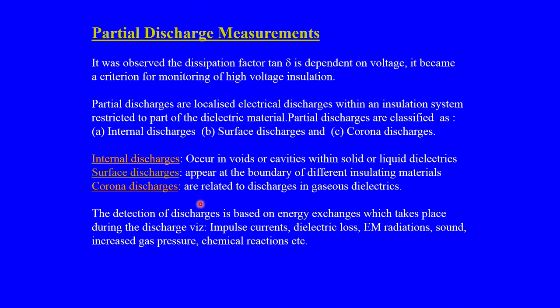So, these are supposed to be measured and these are to be contained for the better performance of the insulating materials or the equipment. The detection of these discharges, internal, surface or partial discharge what we call, is based on energy exchange which usually takes place during the discharge, namely impulse currents, dielectric loss, electromagnetic radiations, maybe because of the sound, increased gas pressure, or due to the chemical reactions which are happening, like in the equipment of a transformer and so on. So, these measurements have to be carried out at regular intervals to check the healthiness of the equipment which is in service.